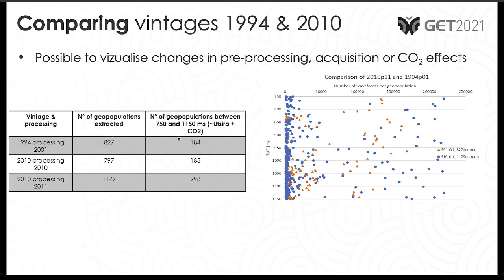Focusing on the zone of interest where the CO2 is moving, you should see more geopopulations. You see a difference between the '94 baseline and the 2011 processing of 2010. But for the 2010 processing of the same vintage, you have much fewer geopopulations, and that's also an interesting fact. Of course, the same question remains open: why? That could be interesting to discuss with people who have much more experience on this project.